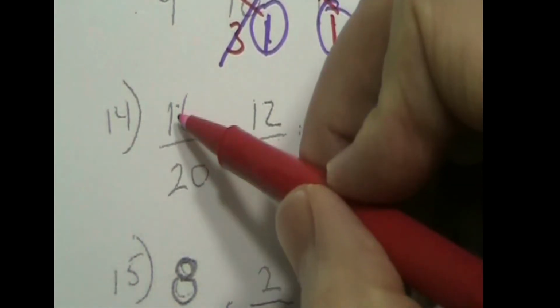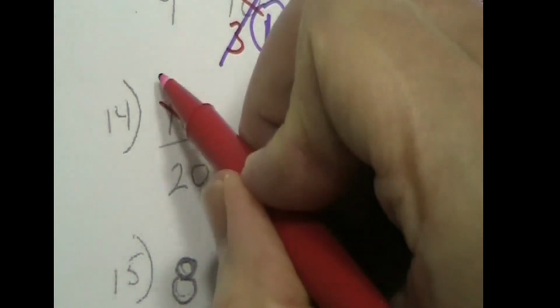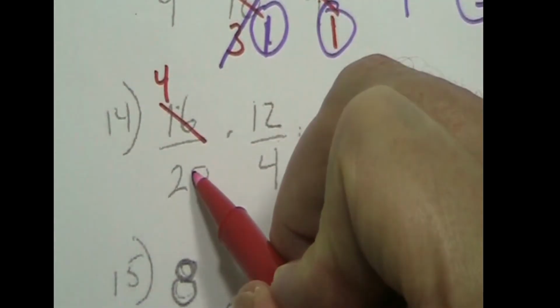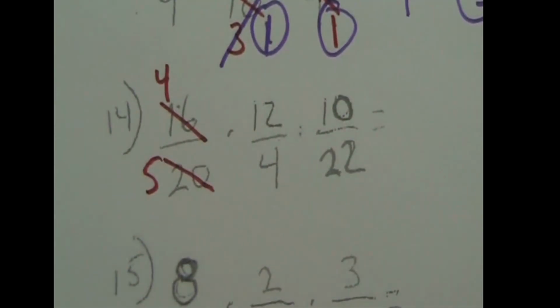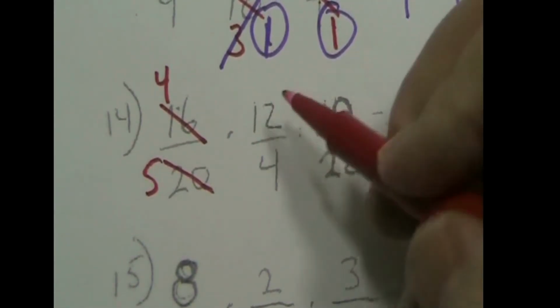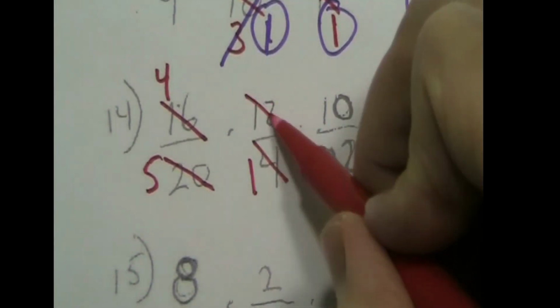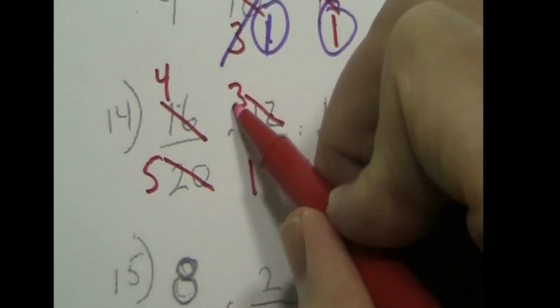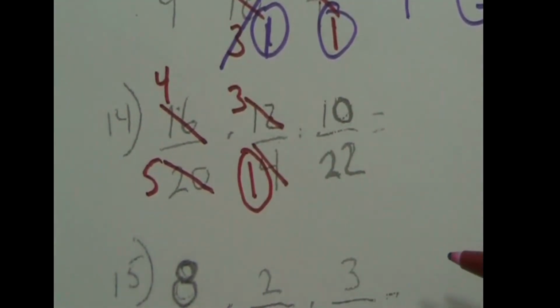So I have 16 and 14. 4 goes into both of those. 4 goes in here 4 times. 4 goes into 20 5 times. Then I have 12 and 4. Well, 4 goes into both of those. 4 goes into here once. 4 goes into 12 3 times. Now if you notice this 1, I cannot reduce that anymore.